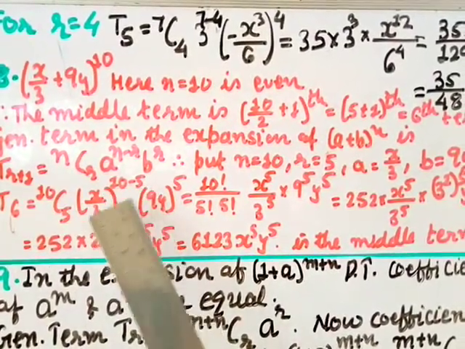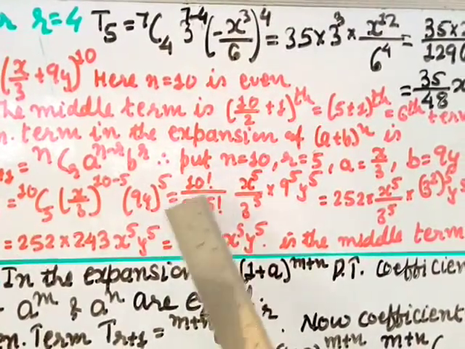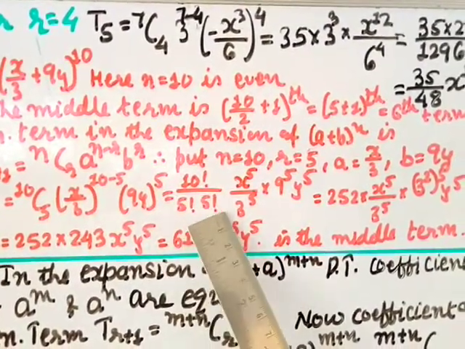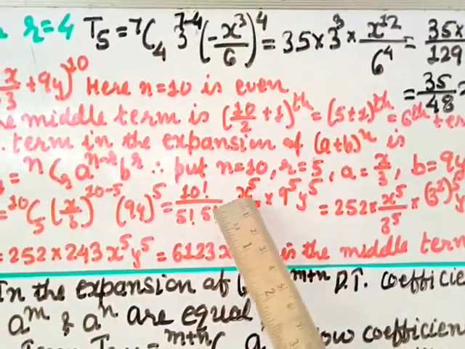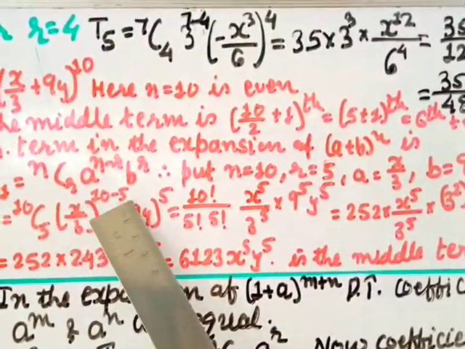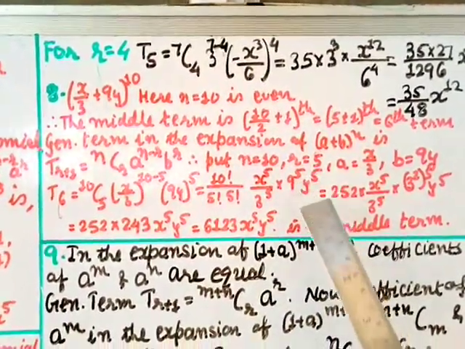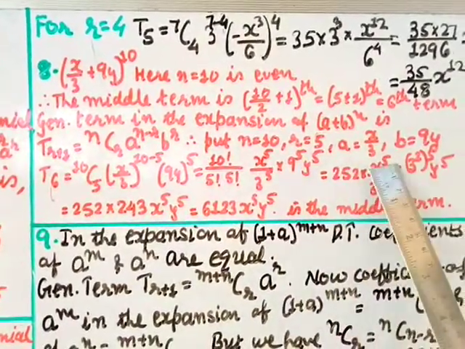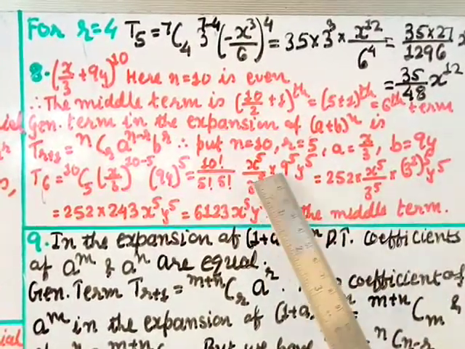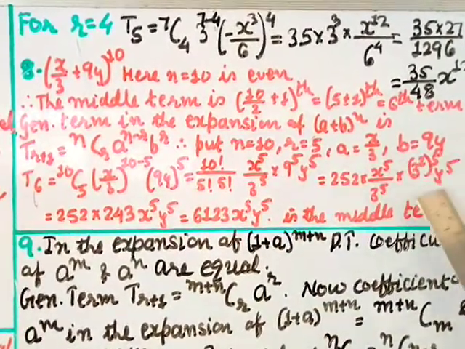This can be written as 10 factorial divided by 5 factorial into (10 minus 5) factorial, which is 5 factorial. This (x/3) power 10 minus 5 is x power 5 over 3 power 5, because 10 minus 5 is 5, into 9 power 5 y power 5. This simplification is 252 into x power 5 by 3 power 5, into 9 power 5, which can be written as 3 square power 5, y power 5, right?